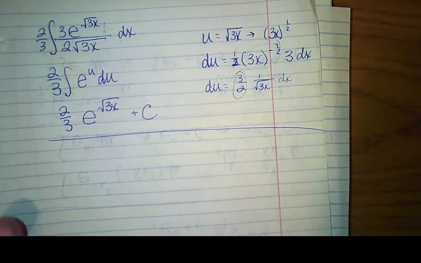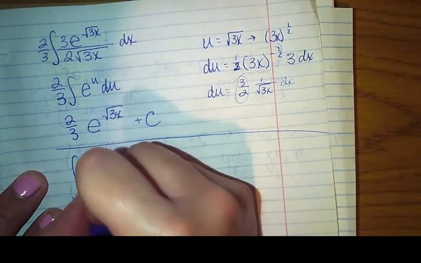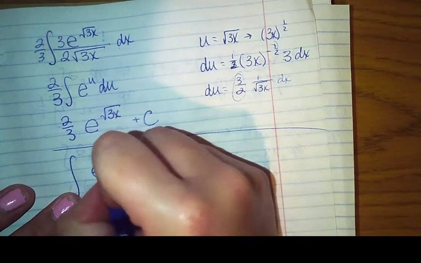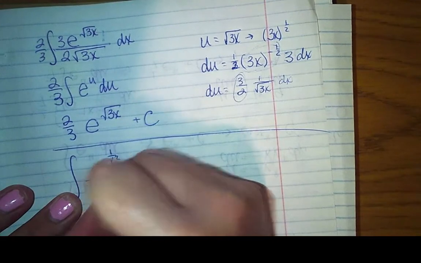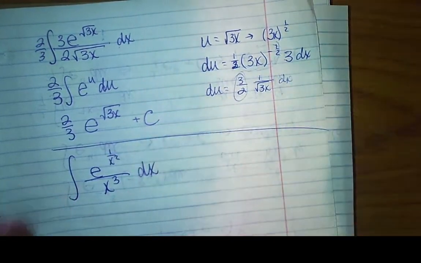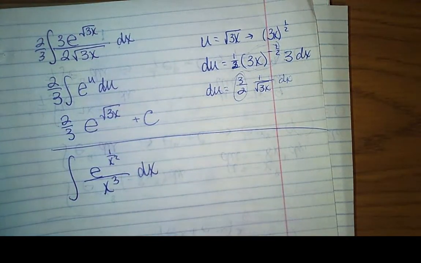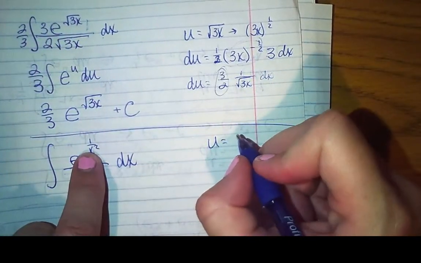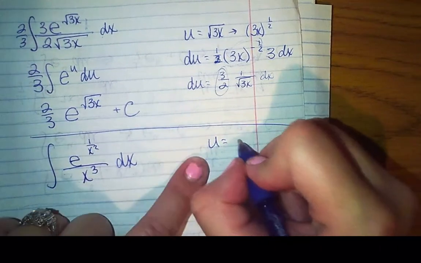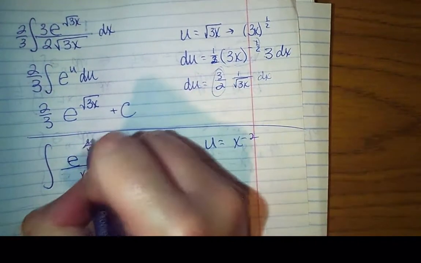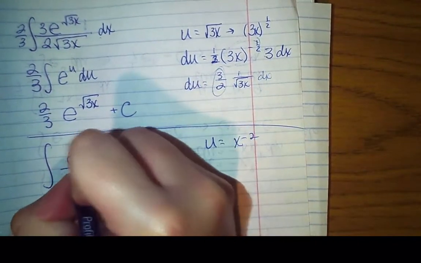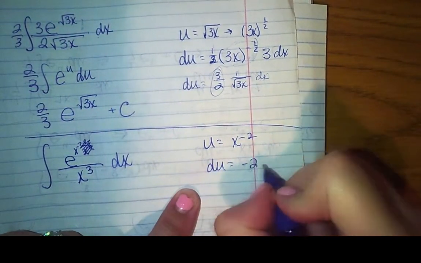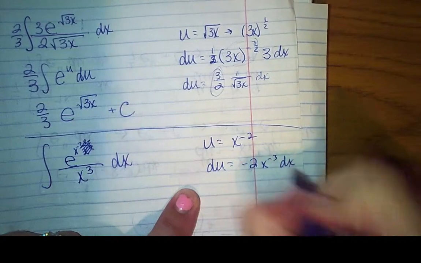I've got e to the 1 over x squared over x to the 3rd dx. So again, I see an e. So the first place I'm going to try is I'm going to rewrite this as an x to the negative 2. So my u is an x to the negative 2. So x to the negative 2. Which makes my du negative 2 x to the negative 3 dx.